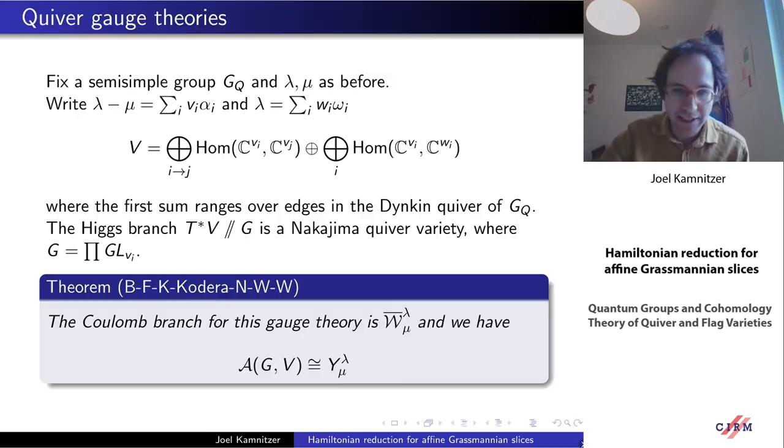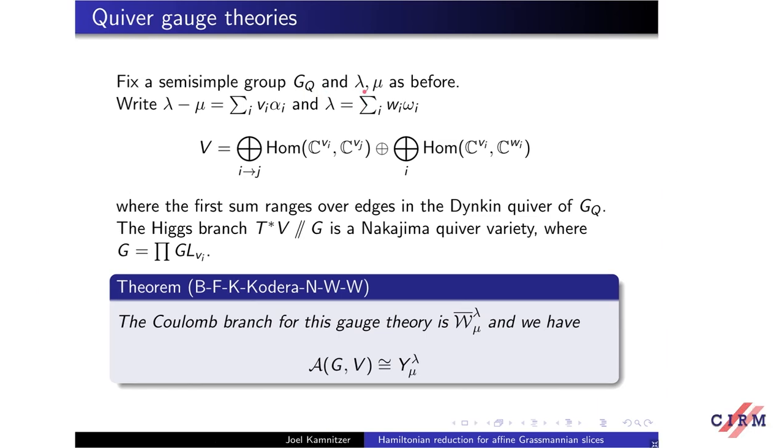As I mentioned, we're not going to use the original group we started with; that group is now called GQ. And we take lambda and mu as before. And we do what we would do if we were building a Nakajima quiver variety. We start with some framed vertices. We take our Dynkin diagram and choose an orientation. And we put V_i dimensional subspaces along that Dynkin diagram, and framing vector spaces of dimensions W_i, where the V_i and W_i come from lambda and mu in the way that I wrote, which is the usual way when forming a Nakajima quiver variety. And that's our V.